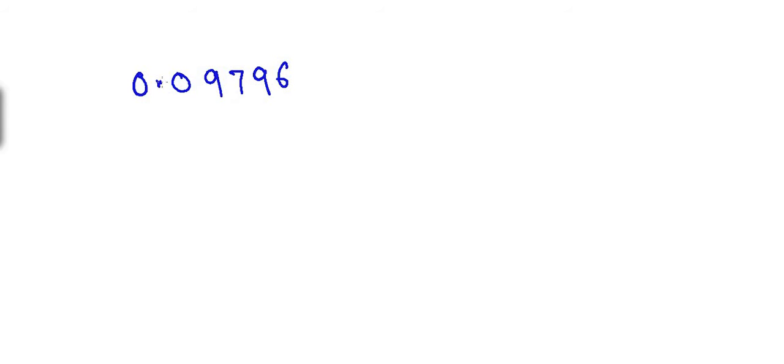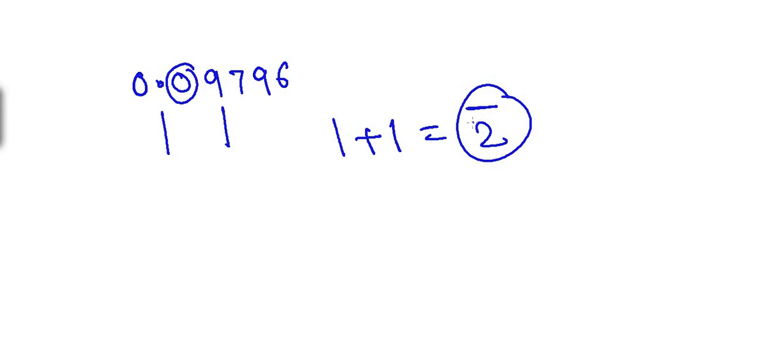0.09796. This is the decimal. The first non-zero is 9. How many zeros are there? 1 zero is there. Add 1 to it. Make it negative. Bar 2 is the characteristic of 0.09796. Now let us study how to find the mantissa.